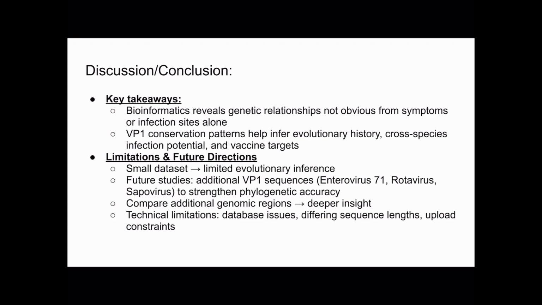In terms of limitations and future directions, our analysis was limited by the small number of sequences, which reduces the strength of evolutionary inference. Future research could include additional VP1 sequences such as enterovirus 71, rotavirus, or sapovirus, and examine other genomic regions to improve phylogenetic accuracy. We also faced technical challenges including database troubleshooting, differences in amino acid sequence lengths, and limitations in uploading sequences to analysis platforms. Despite these limitations, the project illustrates the practical application of molecular sequence data in microbiology and public health, emphasizing the value of computational tools in studying viral evolution.